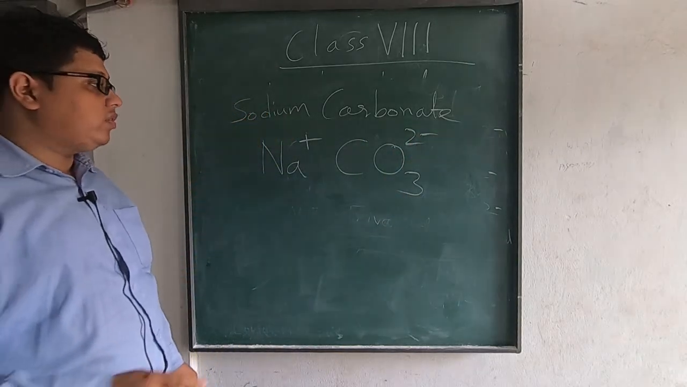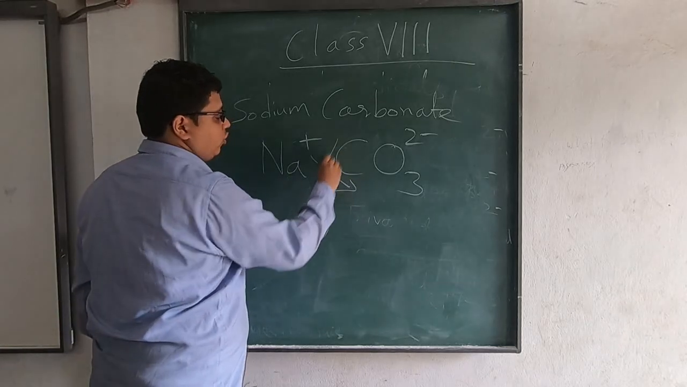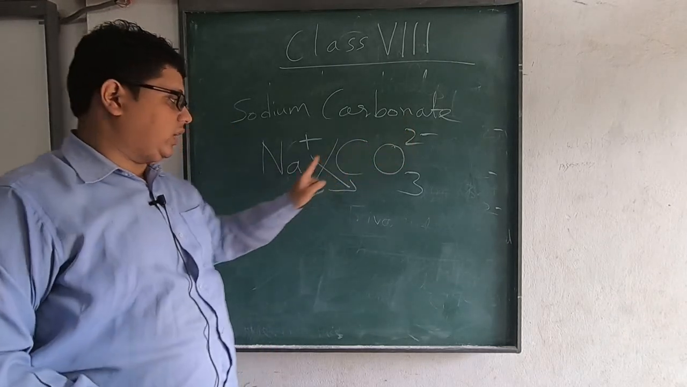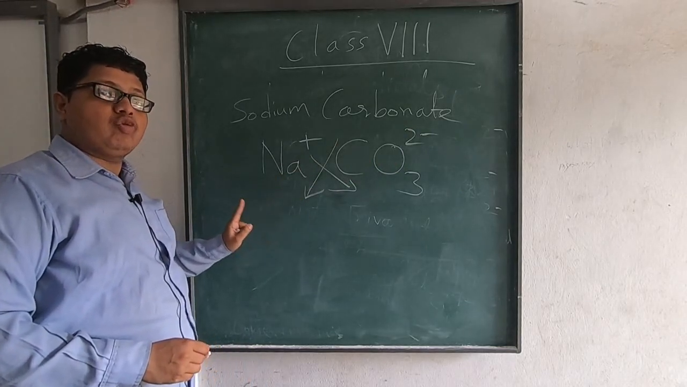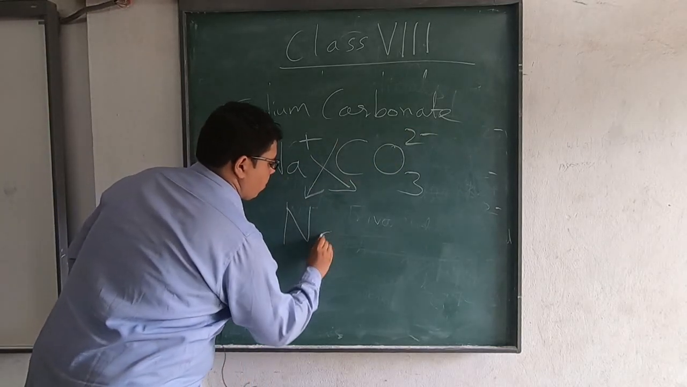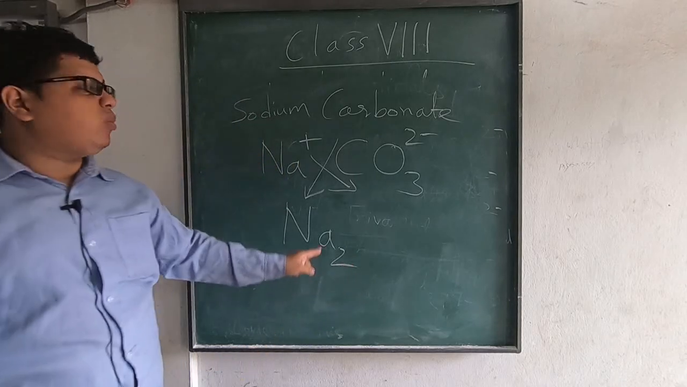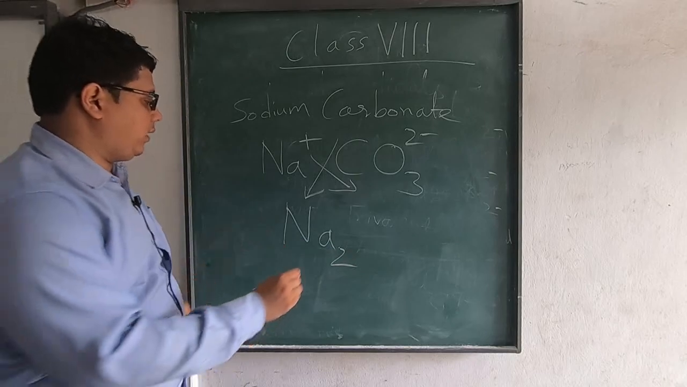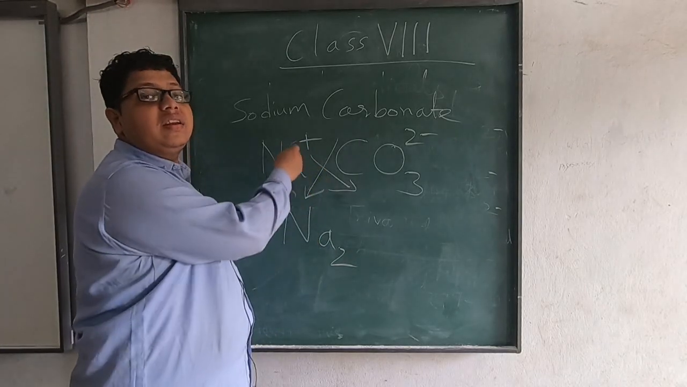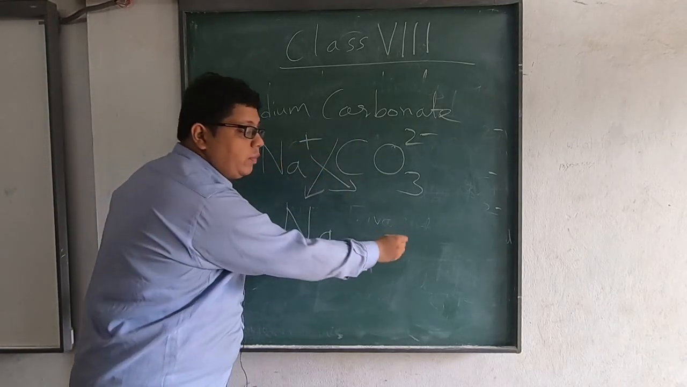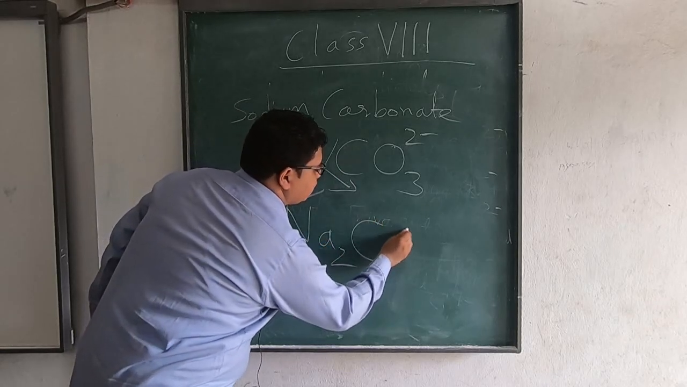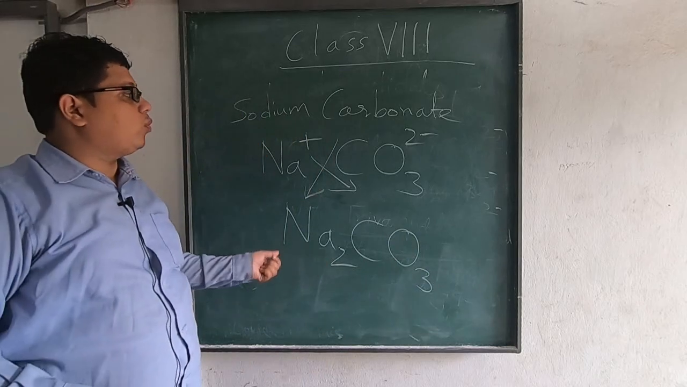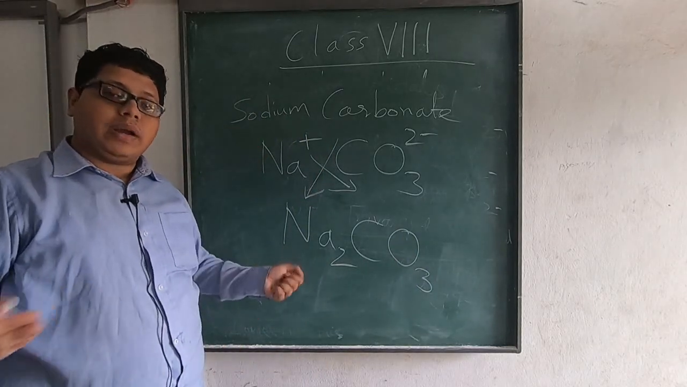Now what you will do is, you will do what we call the crisscross method, okay? So the 2 from the top of carbonate will come to the bottom of sodium, like this. Now when it comes to the bottom, we don't write anymore minus. Simply we write 2. And then here there is nothing means there is 1. But that 1 we will not write. So we'll simply write CO3. Okay, and that is the formula of sodium carbonate.